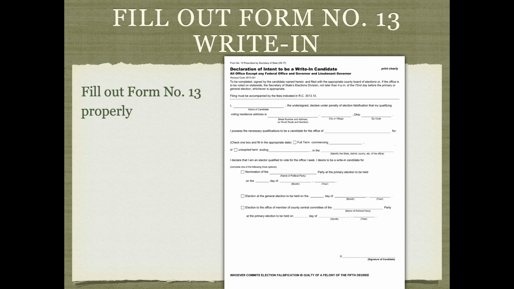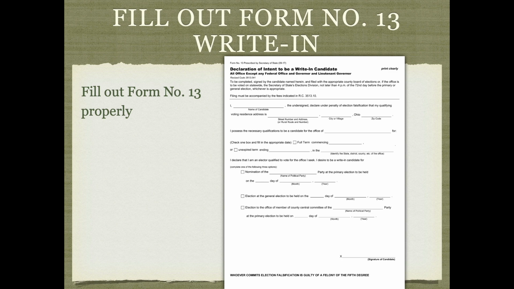Check the box full term commencing. Leave line blank. Then after the comma and the words in the blank, write the jurisdiction you wish to represent to the County Central Committee. Then for the last section, check the third box for election to the office of Member of County Central Committee and fill in the blanks for your party and the date of the primary election.